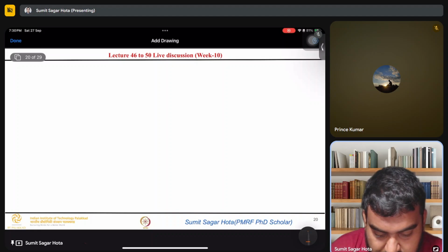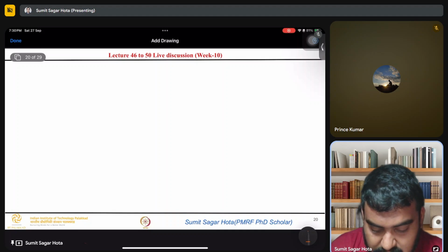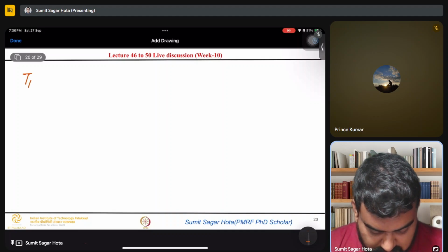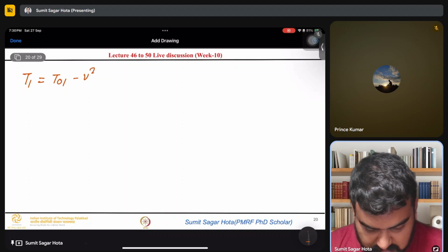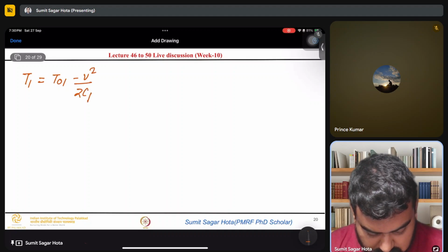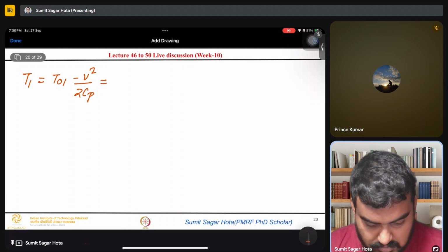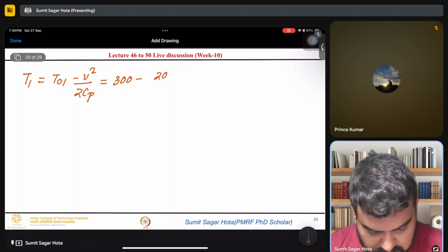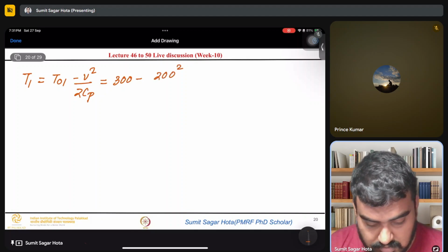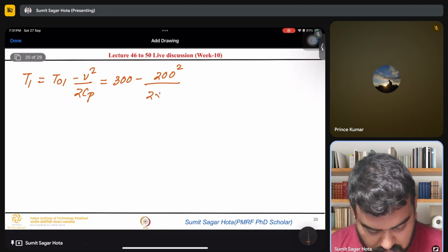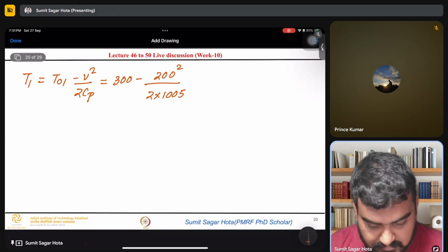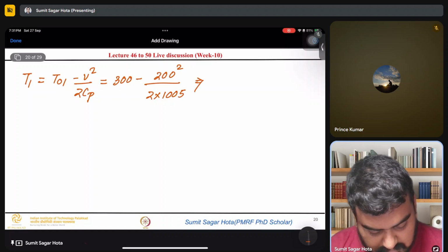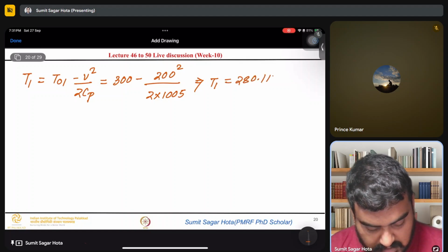Next we need to find out the T1. T1 is equal to T01 minus V square by 2Cp, which is 300 minus 200 square by 2 into 1005. If you solve it, you will get T1 as 280.1 Kelvin.